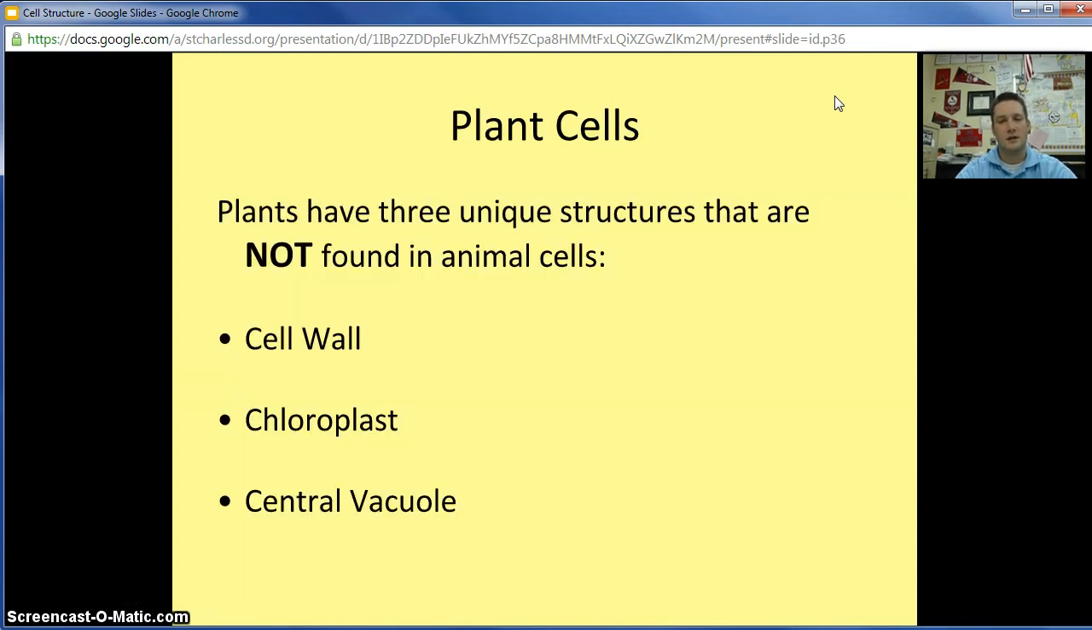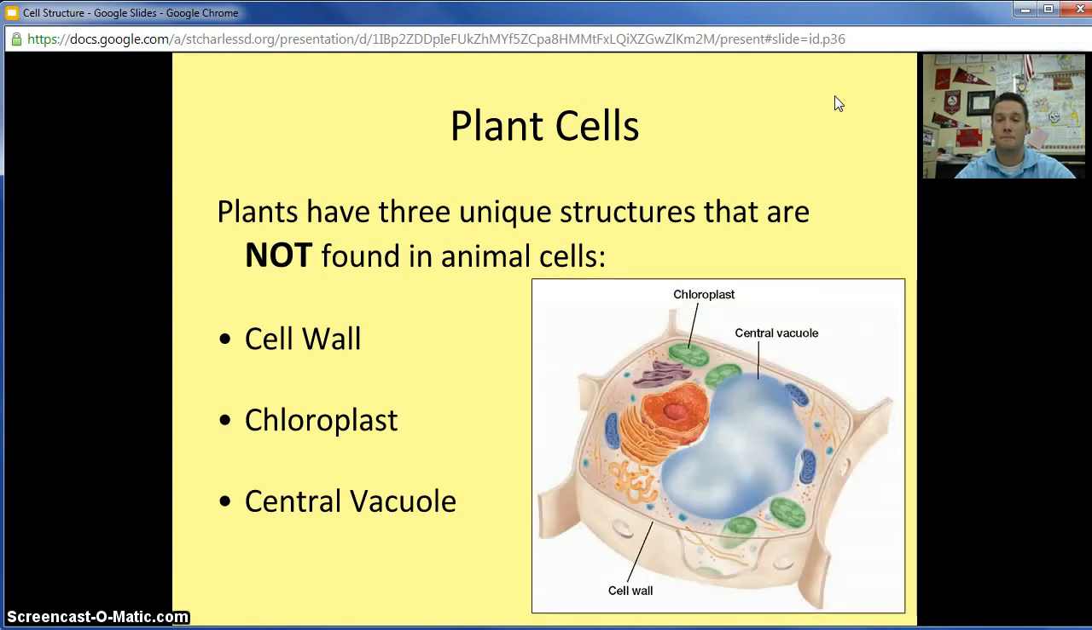Okay, the next things we have to talk about are things that are only found in plant cells. Okay, so animal cells don't have these. Only plant cells have them. So it makes sense that these are all things that are really important for things that only plants do, especially photosynthesis. Okay, and that's a picture of a plant cell.